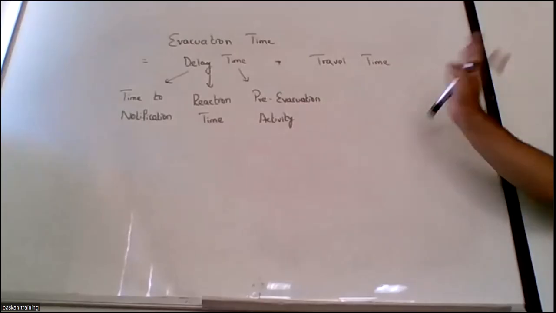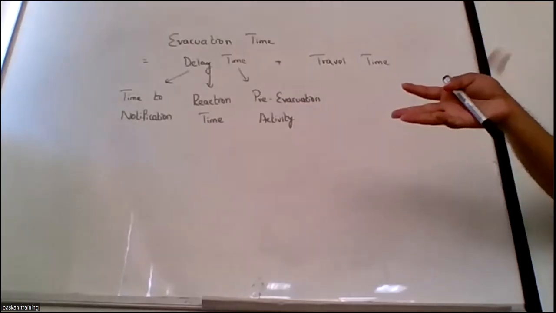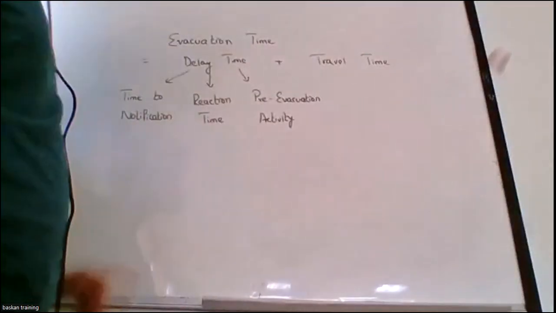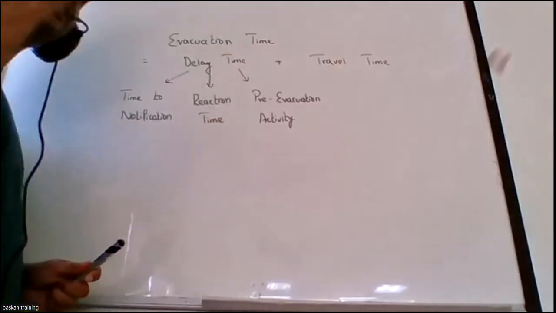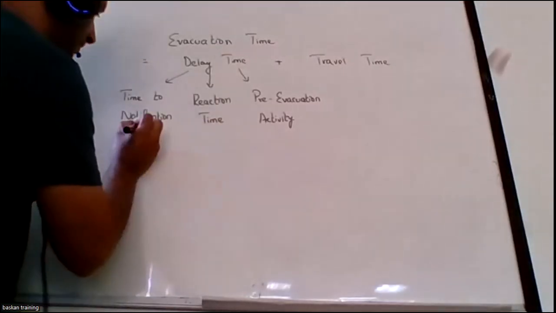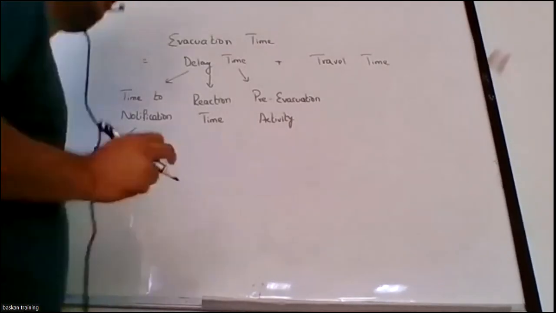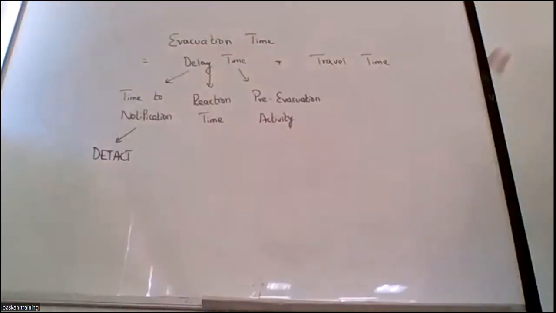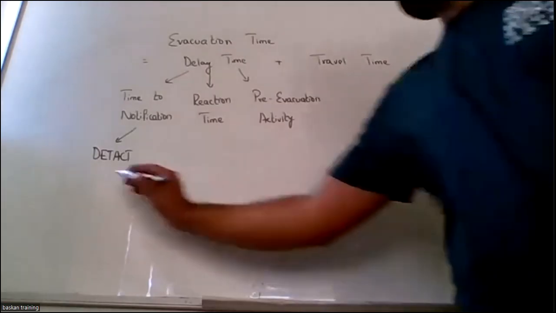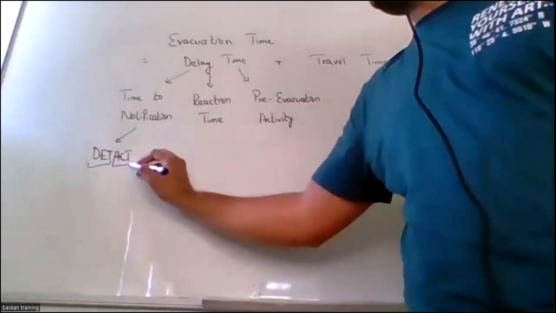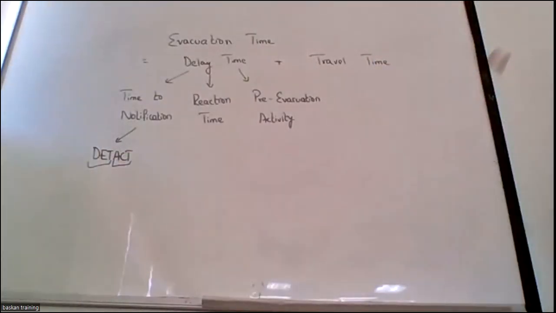Travel time is not a part of delay time, because once you have started to travel, it's not a delay. It means that you are moving out of the occupancy. Time to notification further has three very important models. One is the DTACT model. In the DTACT model, when you select time to notification and you want to calculate the evacuation time, DTACT, from the name itself, is detection by heat detectors or smoke detectors, or ACT, activation of sprinklers, collaboratively the DTACT model.